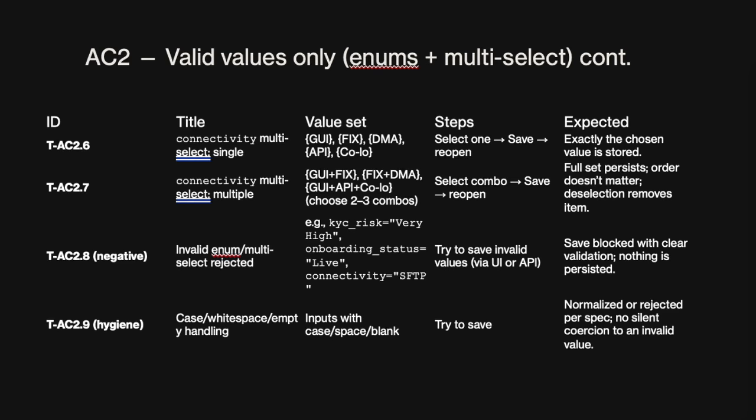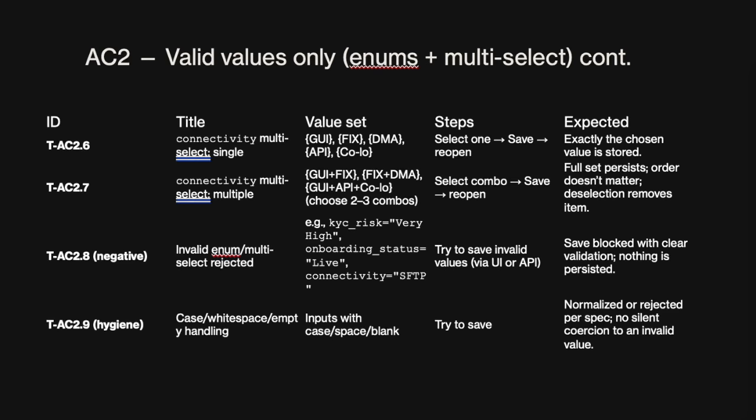Test AC 2.7, connectivity multi-select. Now we verify combinations, for example, GUI plus fix, fix plus DMA, GUI plus API plus Colo. After save and reopen, we assert the full set round trips. Order is irrelevant, and deselecting removes the item. This protects us from array order bugs and duplicate merge issues in the persistence layer.